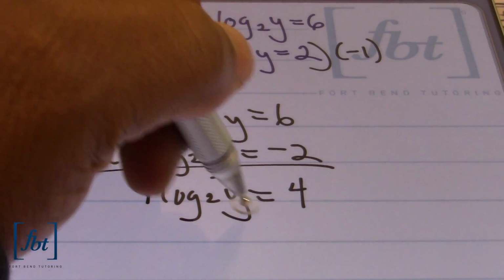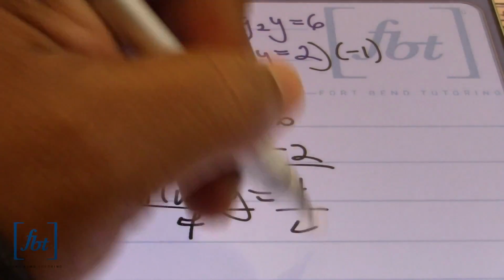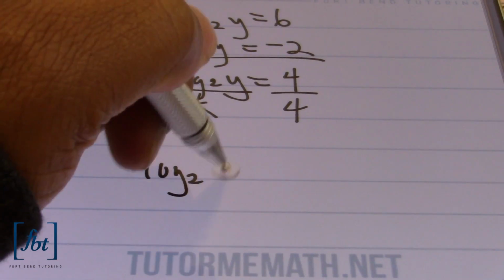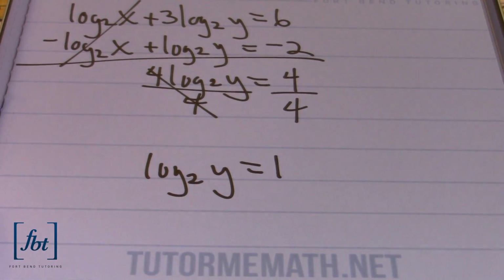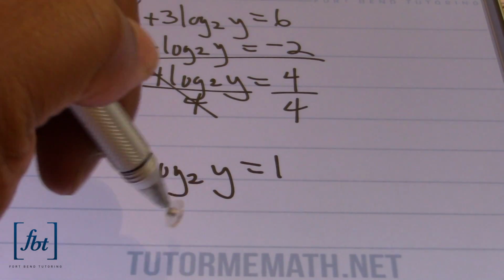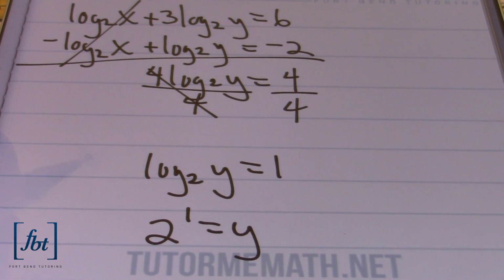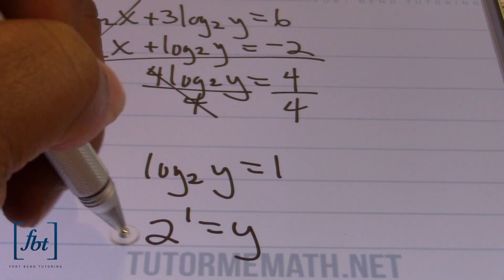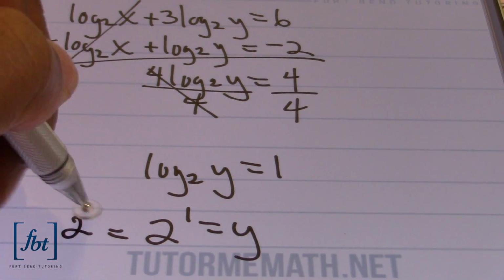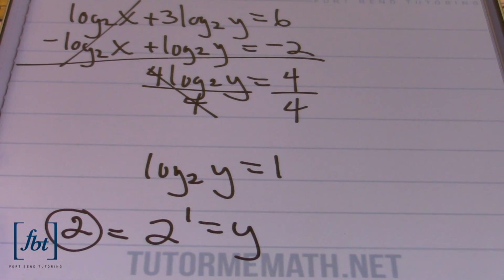From here, I'll be dividing both sides by 4. This gives us log base 2 of y equals 1. Once we have this, we can go ahead and convert this into exponential form and write the equation as 2 to the first power equals y. Well, we already know that 2 to the first power is just 2, so that means that we now have a value of 2 for our variable y. So the variable y equals 2.